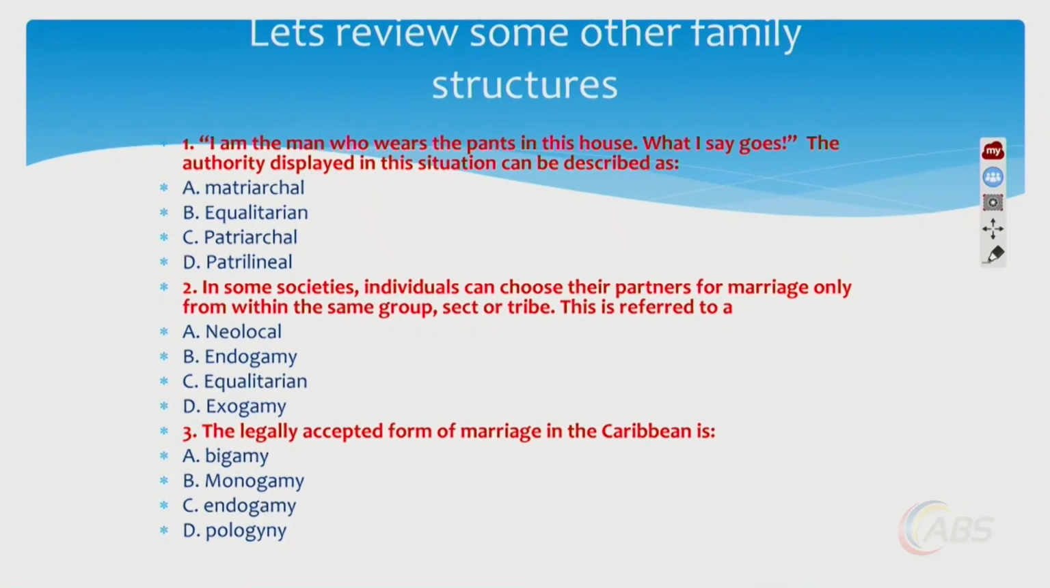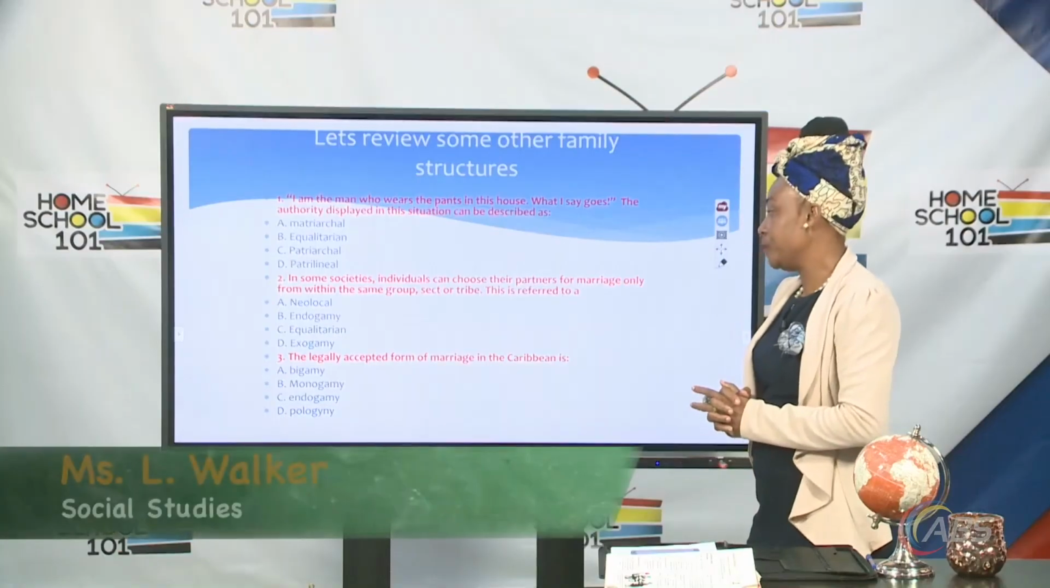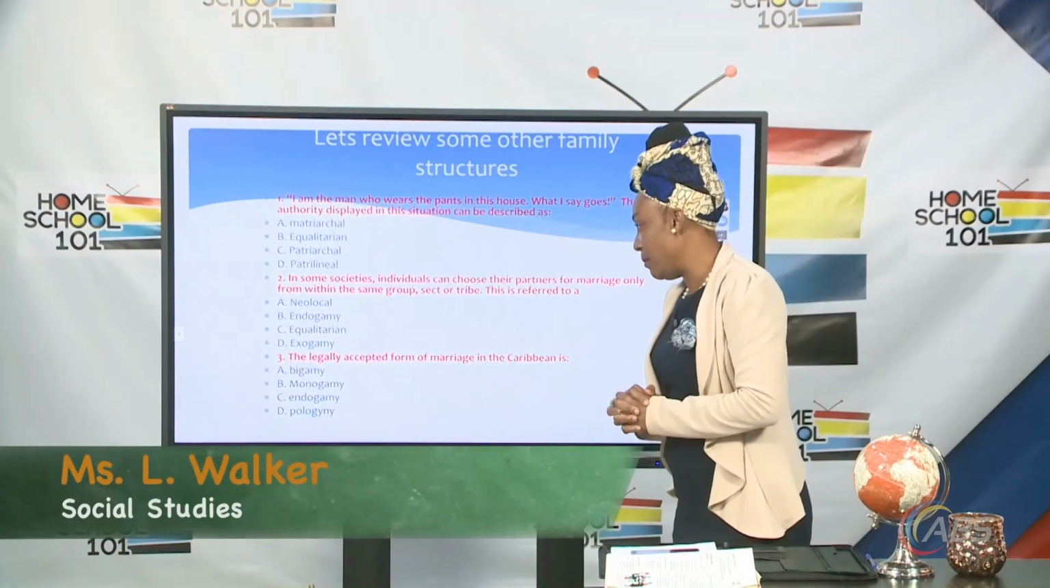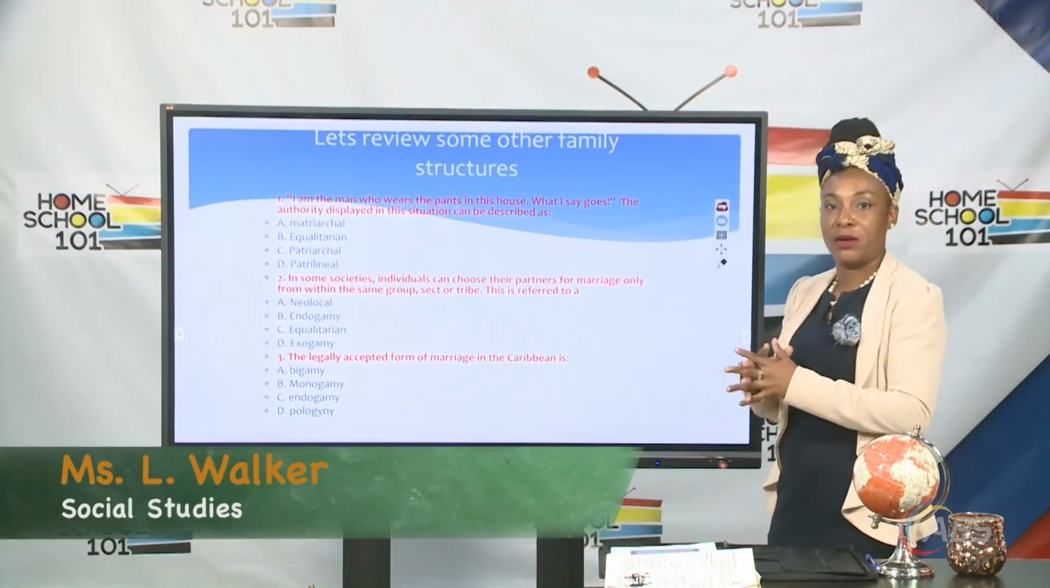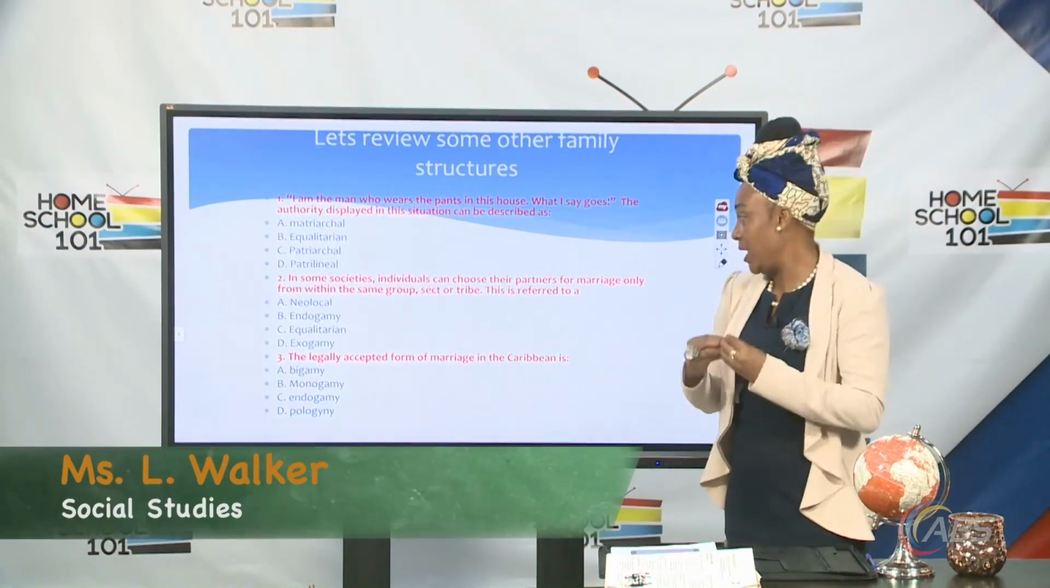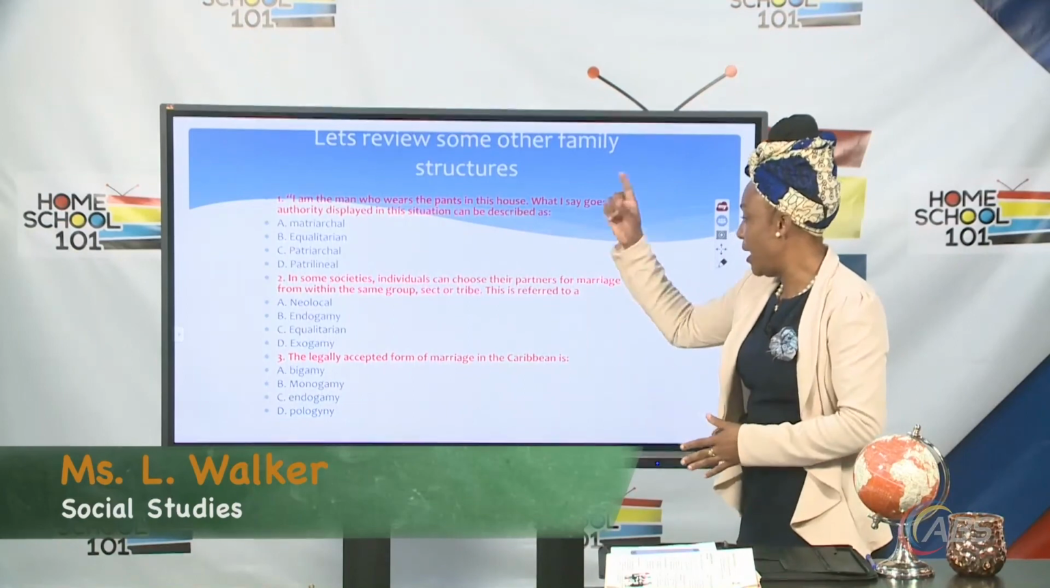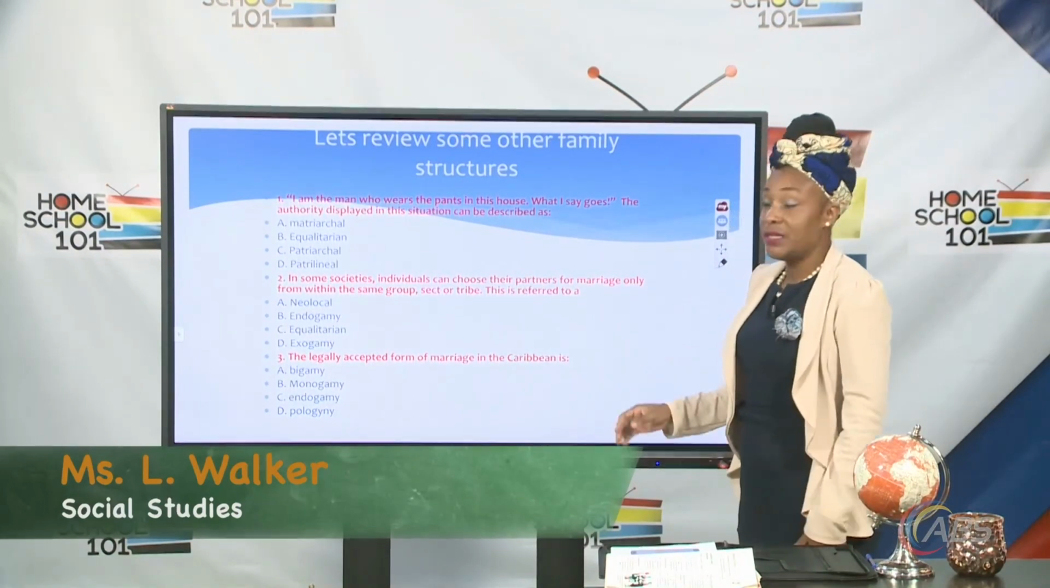The last question for today, before we move on to the homework: the legally accepted form of marriage in the Caribbean is bigamy, monogamy, endogamy, or polygyny. Okay, very well. Monogamy, where we have a male and a female coming together to create a family and getting married. Now, students, I have some homework for you.